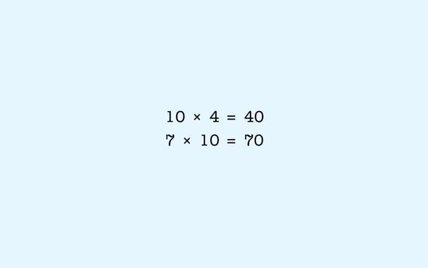Notice in both of these problems we just added a 0 to the end of the number we multiplied. This is true any time we multiply with 10. You can just add a 0 to the end of the other number.